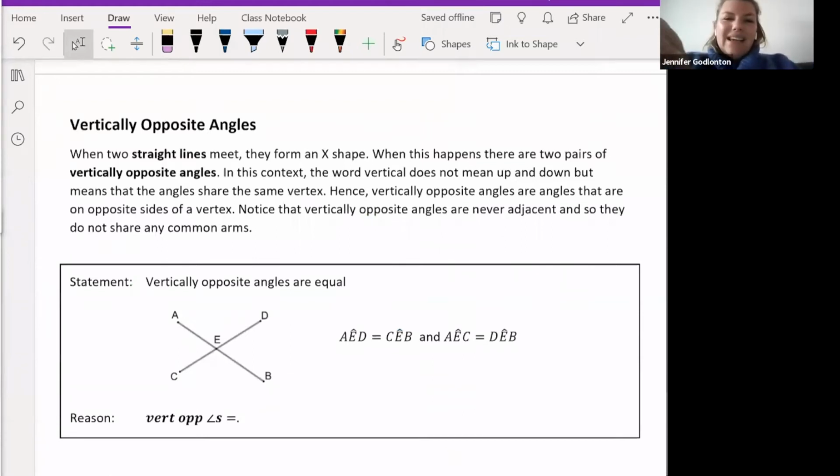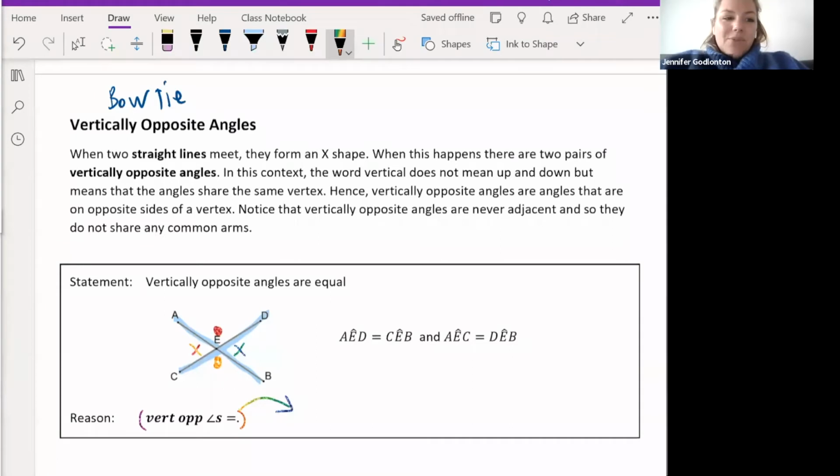I like to call this my bow tie rule, because whenever we have vertically opposite angles, we have a little bow tie that can be drawn. The vertically opposite angles rule basically means that when we have 2 straight lines that intersect with each other, this angle is going to equal that angle, and that angle is going to equal that angle. So the angles that are opposite each other are equal. The reason we use here is vert opp angles equal.